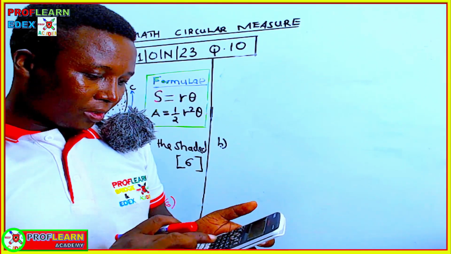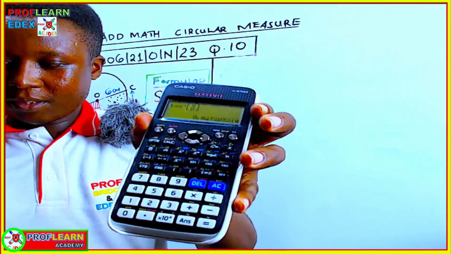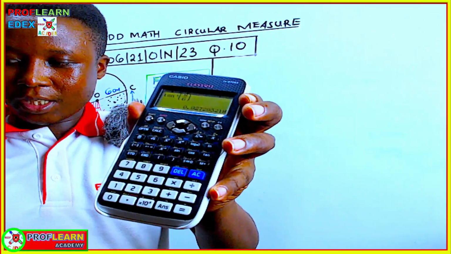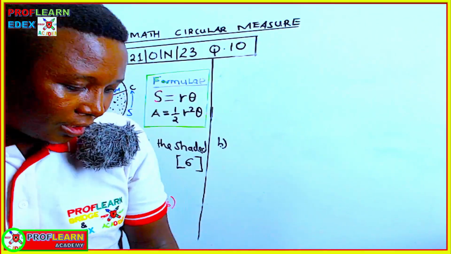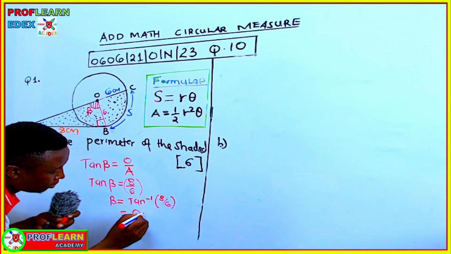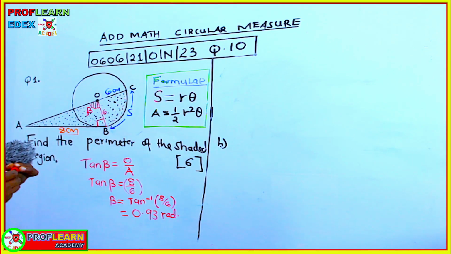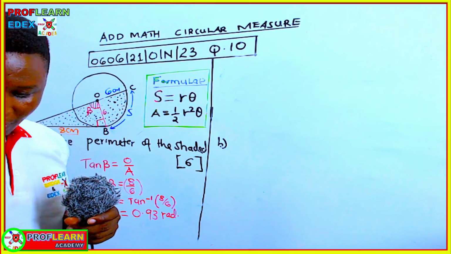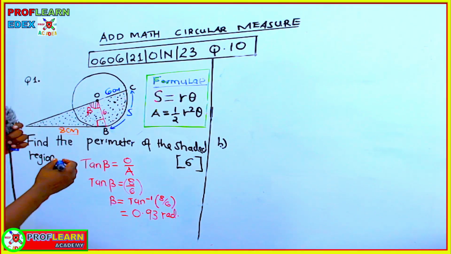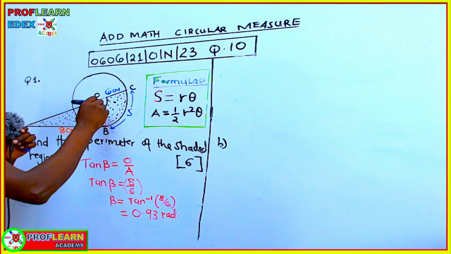If you work it out using your calculator, you're going to get the angle in radians. This value is 0.93, so we are going to say this is 0.93 radians. Once we have this as 0.93, we can work out the value of this angle on this other side here.